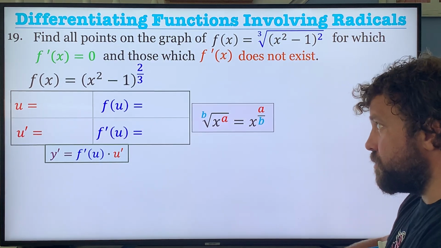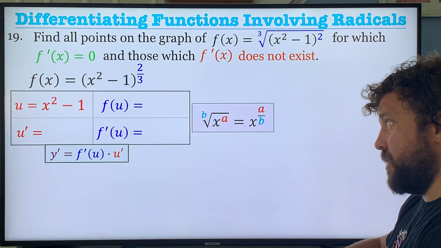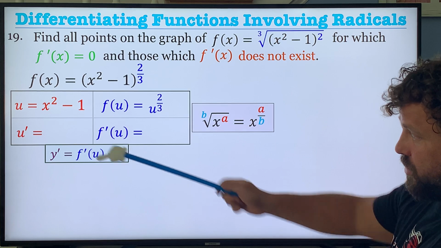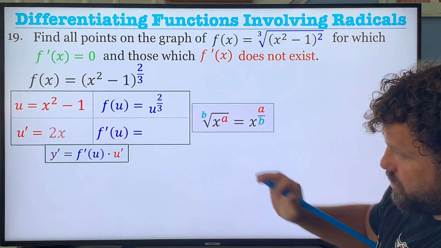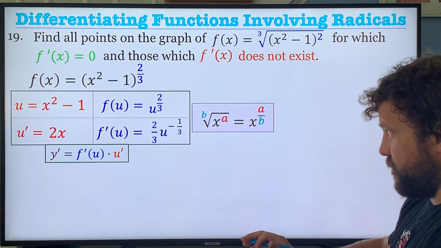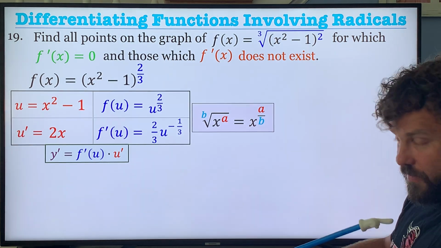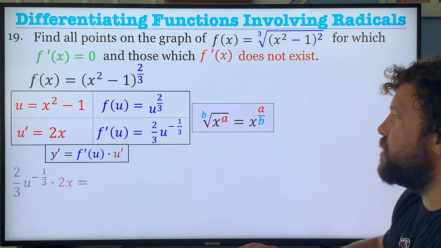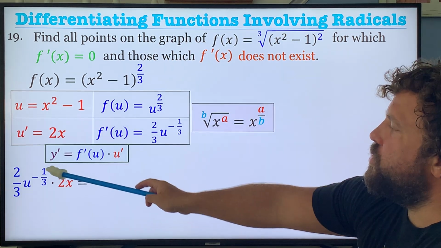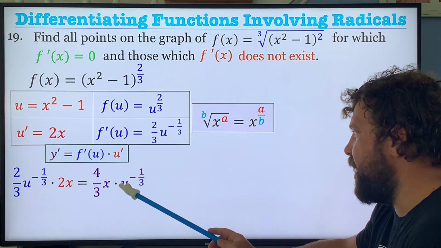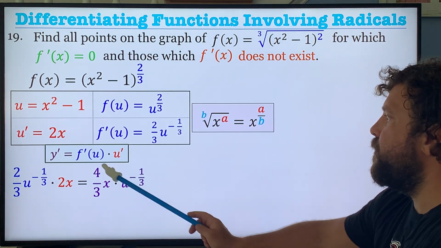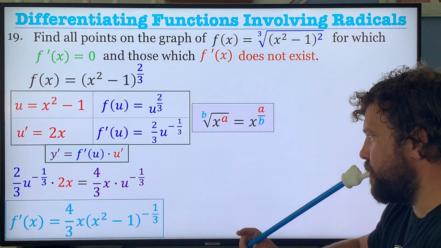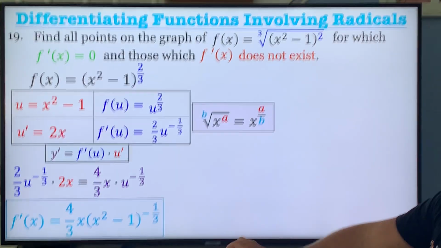So u is the inside, which is what? x squared minus 1. f of u is u to the 2/3. u prime is 2x. f prime of u is 2/3 u to the negative 1/3. If you use the power rule, that's fine. We're going to end up with the same answer. 2x times 2/3, 2 times 2 is 4/3 x, u to the negative 1/3. 4/3 x, x squared minus 1 to the negative 1/3. All right? So that right there is the actual derivative.